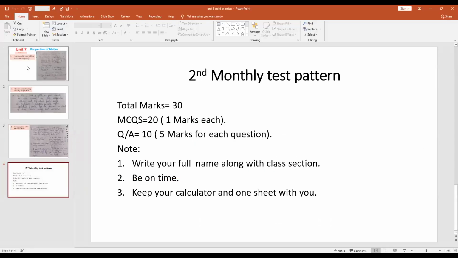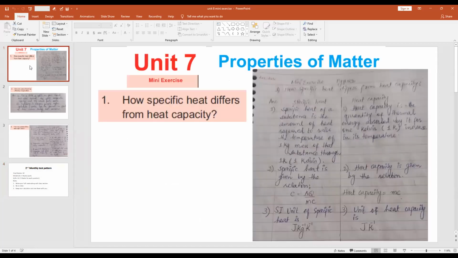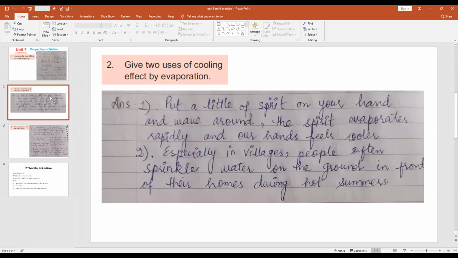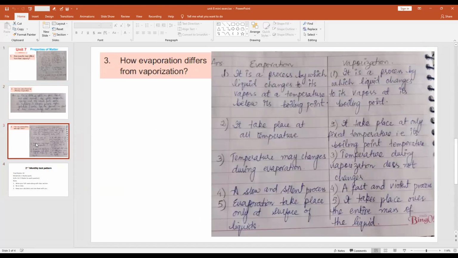These are the questions you have to do. The first is how specific heat differs from heat capacity. You have to write the difference. I will upload this lecture on Google Classroom as well, so you can do it from there. And the second question is to give two uses of the cooling effect of evaporation. And the third one is how evaporation differs from vaporization. So that is what we have done today, and we just discussed the paper pattern and topics, right?